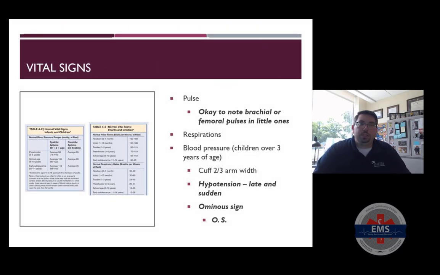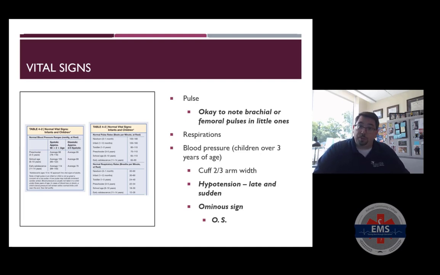Vital signs, pulse. It's okay to note brachial or femoral pulses in little ones. We don't typically use a radial pulse, very difficult to find. Even carotids can be challenging for that matter. But brachial and femoral pulses are really good. We're going to pay close attention to respiratory rate and then blood pressure. But primarily for blood pressure, we're going to focus on children over the age of 3.